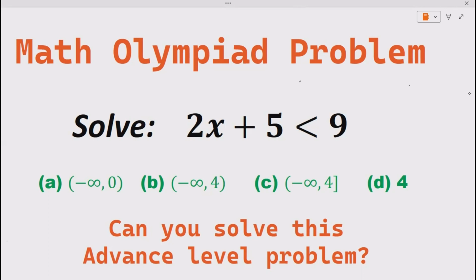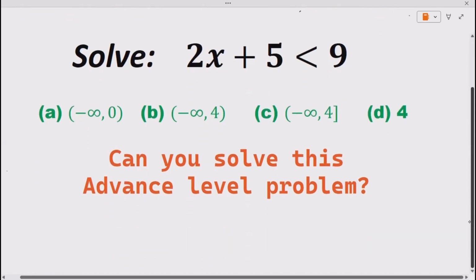Always remember, whenever you have a question with an algebraic expression, to solve means you have to find an unknown variable. Similarly, we can do the same thing here. We have to solve 2x plus 5 less than 9. It means we have to solve for the value of x. Four options are given as possible answers for x. Okay, so let's start our problem.